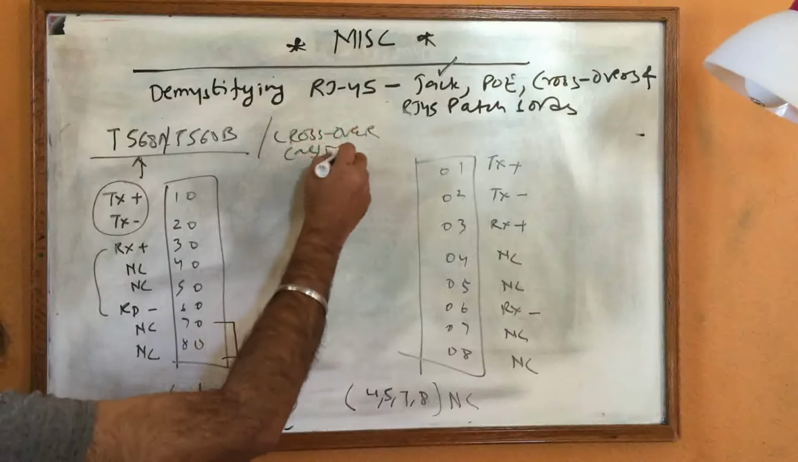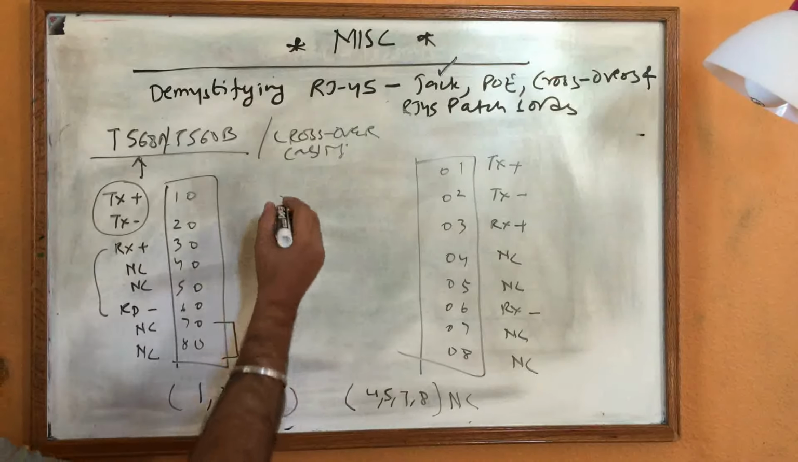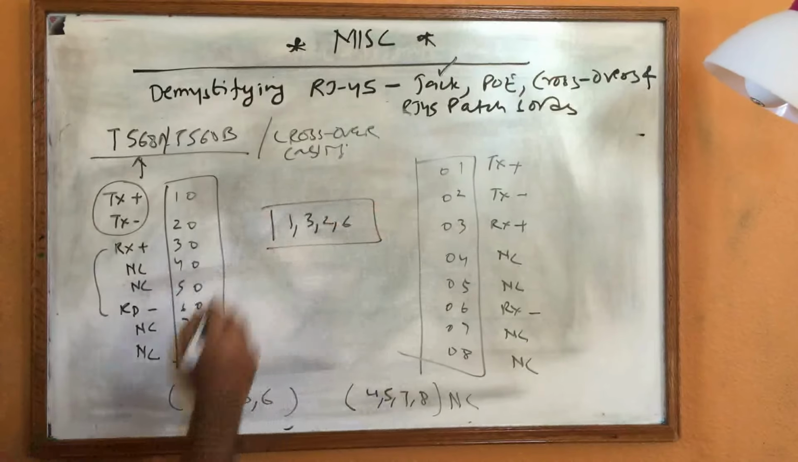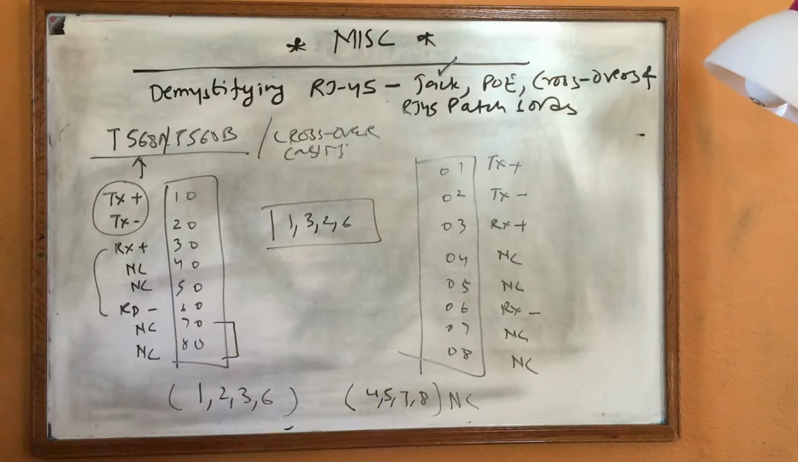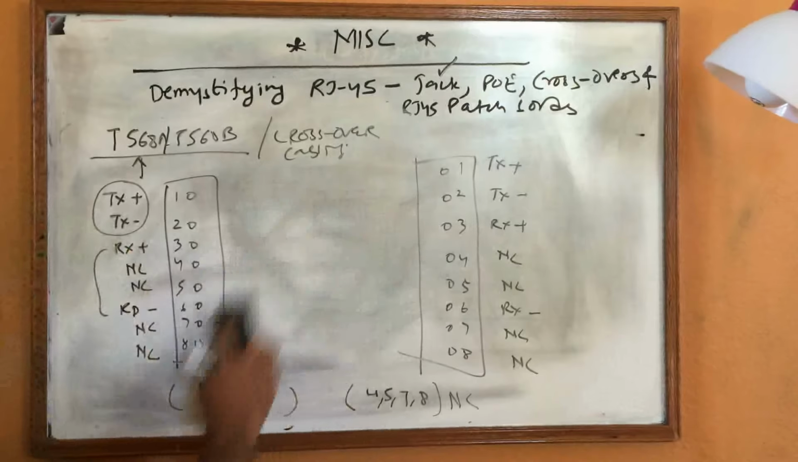Crossover cabling. It's not very complicated. For simplicity, all you need to remember is the pin configuration: 1, 3, 2 and 6. 1, 3, 2 and 6. This is the number you need to remember in order to make a crossover cable, or to verify that it's a crossover cable configuration.